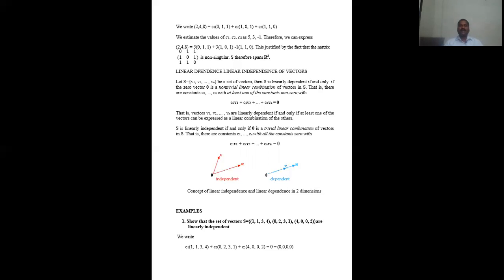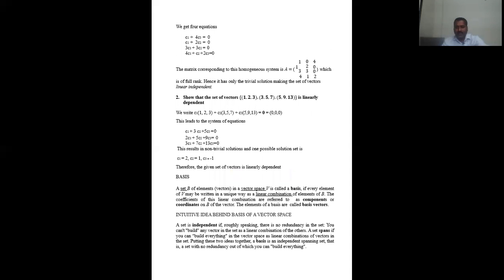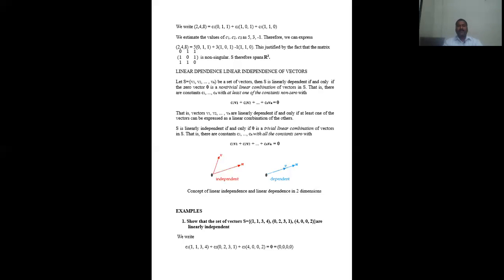If they are linearly dependent, then one vector can be expressed in terms of another vector. Then that vector becomes a redundant vector. So they can't span the space. They can't form a basis. So to form a basis, the vectors should be linearly independent. Here are two vectors which are red in color. They are independent, and the blue ones are dependent. Since they are dependent, one vector is expressed in terms of the other vector.